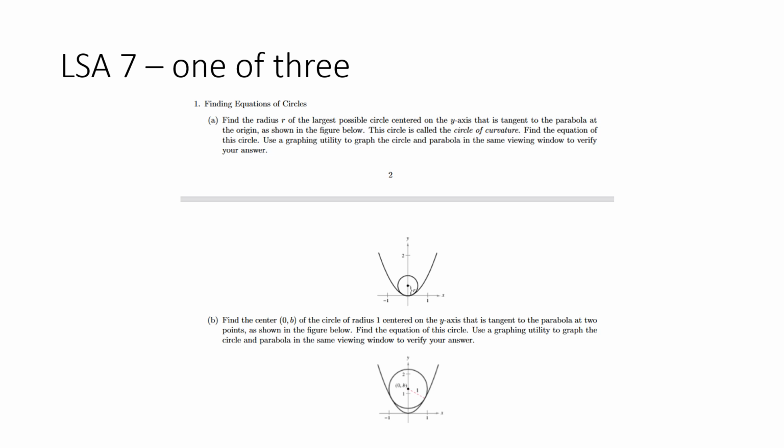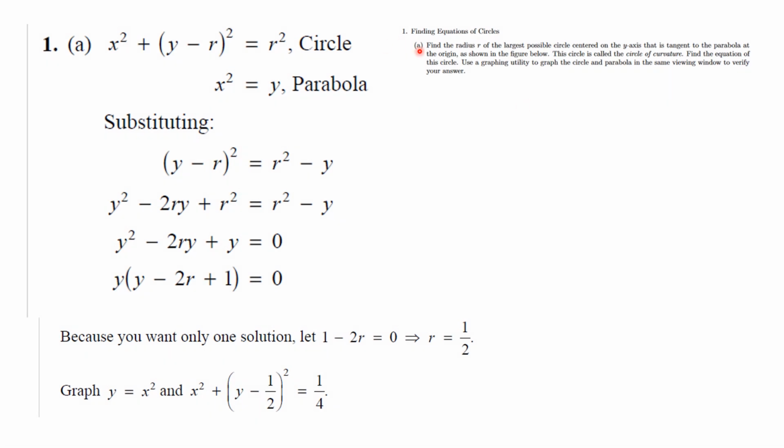Okay, moving on to LSA 7, there were the first problem. This was one of 3 problems that were in LSA 7. So the first one had parts A and B. Here we want to find the radius of the largest possible circle centered on the y-axis that is tangent to the parabola at the origin, 0, 0, as shown in the figure, and the figure was shown on the previous page. This is called the circle of curvature, and you want to find the equation of the circle. Well, you see, if you set it up, the circle has to look like x squared plus y minus r whole squared is equal to r squared, and the parabola is y equal x squared.